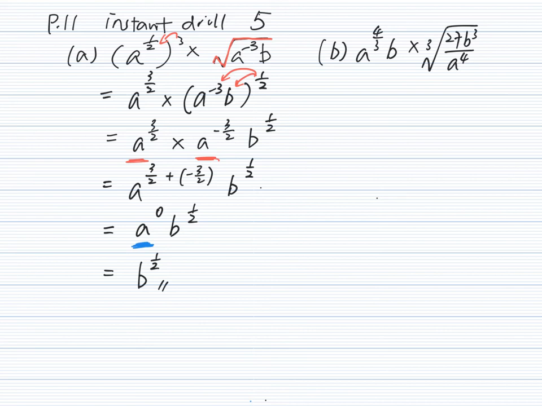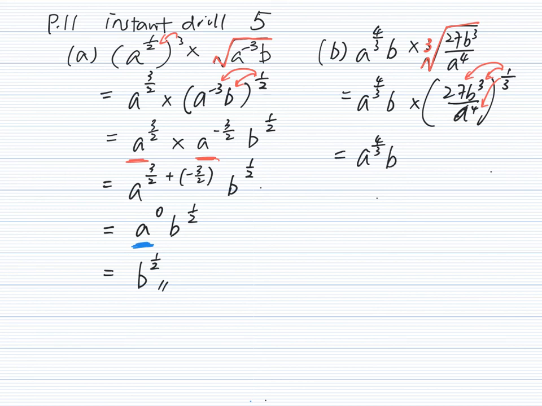Part B. Again, for the first term, we have nothing to work on. But for the next term, I've got a cube root here. So I'm going to have it rewritten like this. Everything under the surd carries a cube root, so that's power of 1 over 3. By distributing the index into each factor inside the bracket, the next step I will arrive at a 3, a b, and then a to the power of 4 over 3.